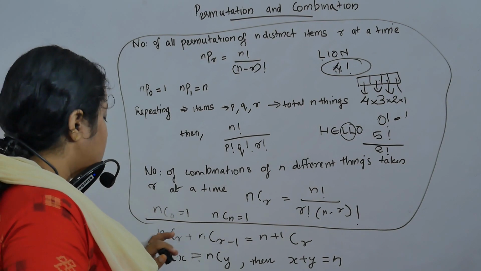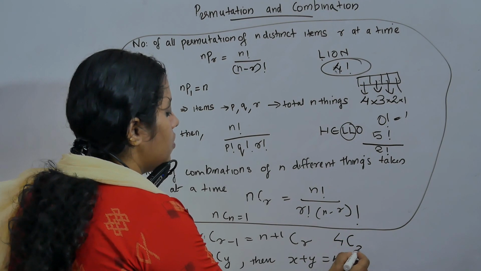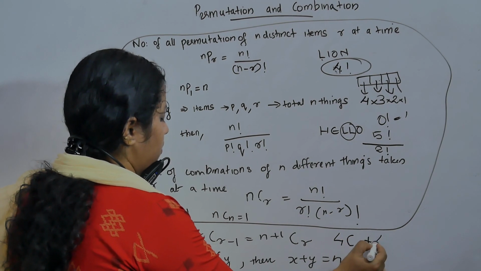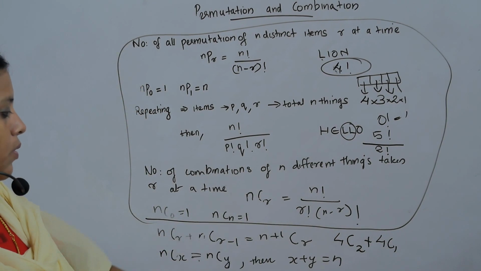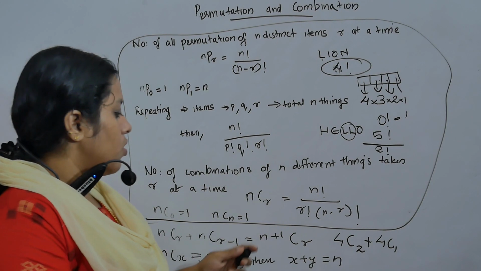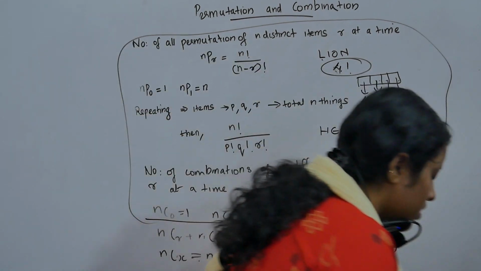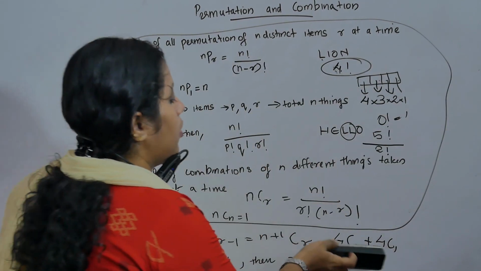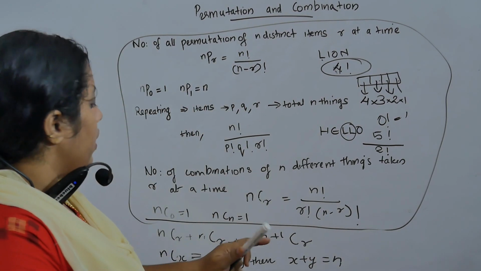Suppose you are given 4C2 plus 4C1, and I am writing only one example. So what is that equal to? That is equal to n plus 1 Cr. So just remember that formula. These 2 formulas are very important. That means you can reduce time if you go with this method.